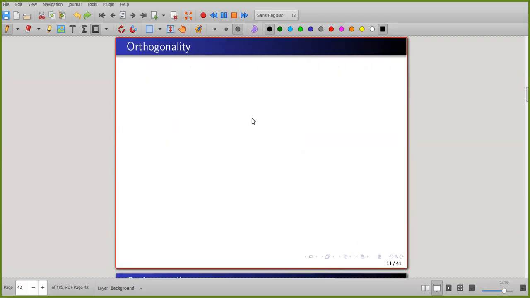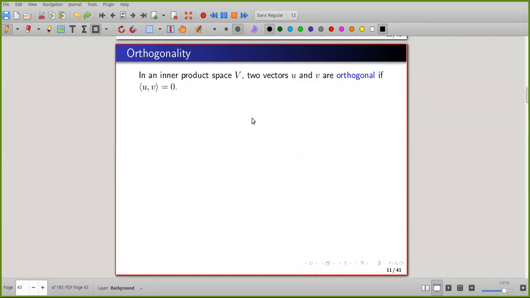So next we come to orthogonality. In an inner product space V, two vectors u and v are orthogonal if, when we take the inner product of u and v, that becomes 0. So we roughly know what this means, right? It just means that they are perpendicular to each other.